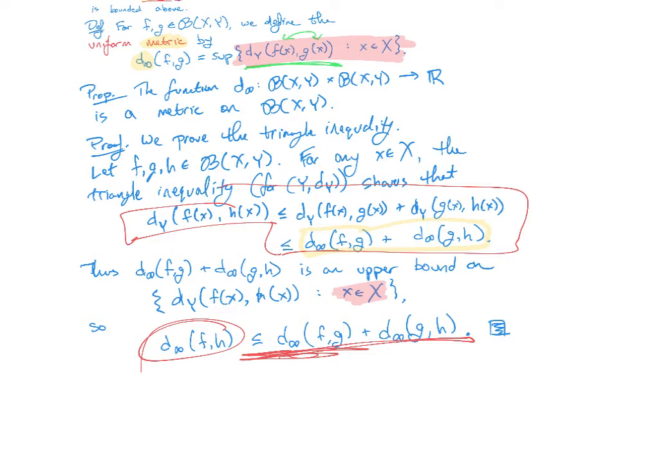Okay, so our whole reason for introducing this is, I claimed at the beginning of lecture, that uniform convergence is going to be the same as convergence in this metric. So let's prove that next, okay?